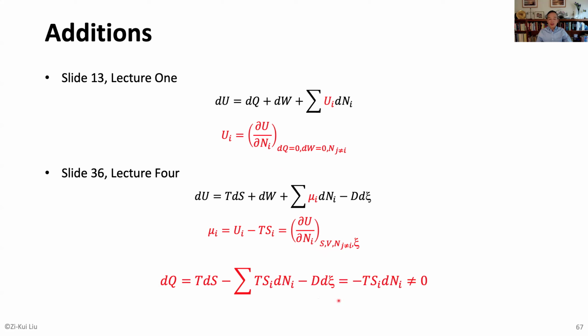So through this relation, we can see this equal to 0, this equal to 0, and most of all the Nj equal 0. Then we have dQ equal to minus T si dni, which is not equal to 0. That means if we want to keep the entropy constant in the system, and if we add mass into it, we have to remove some heat from the system in order to keep entropy constant. So this equals 0, and that equals 0. Okay, these are the two additions I would like to make for these two slides in lecture 1 and lecture 4.